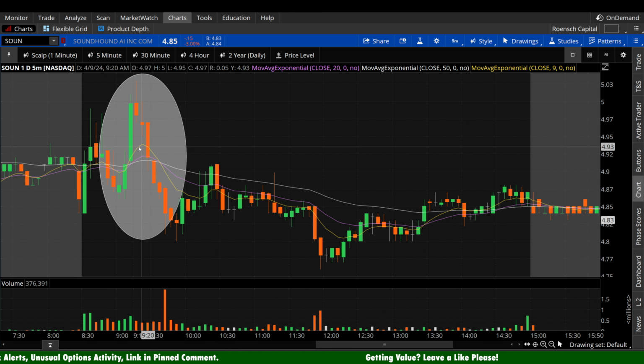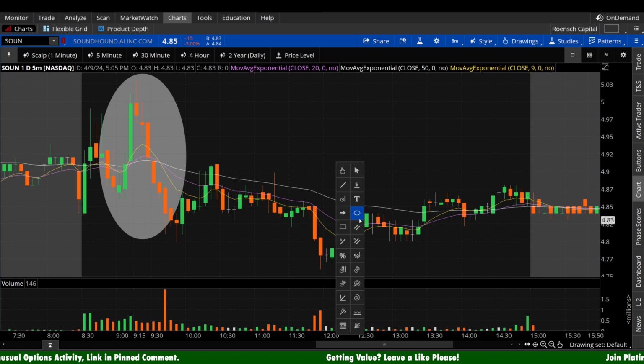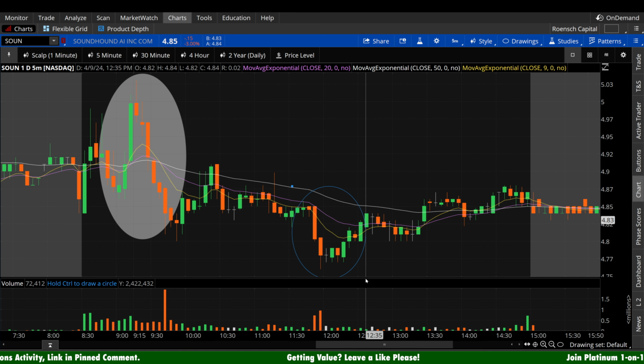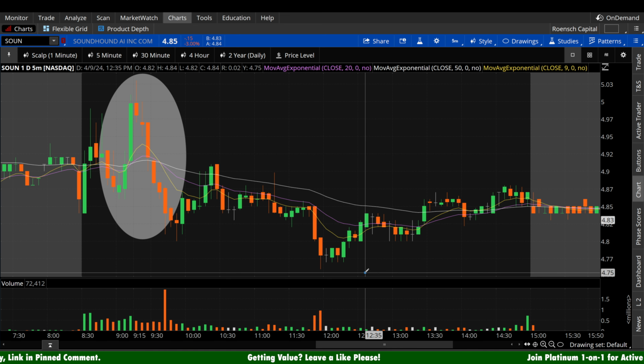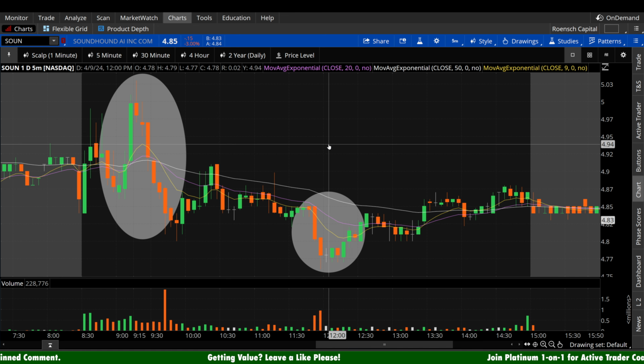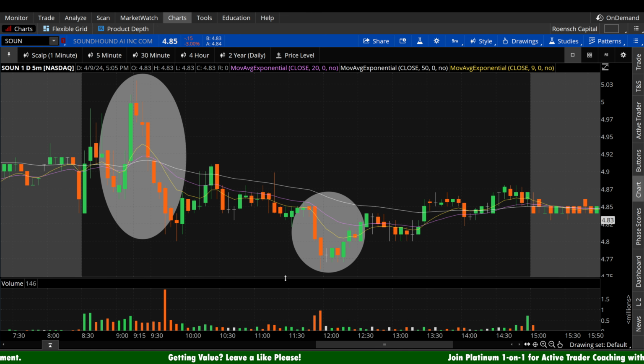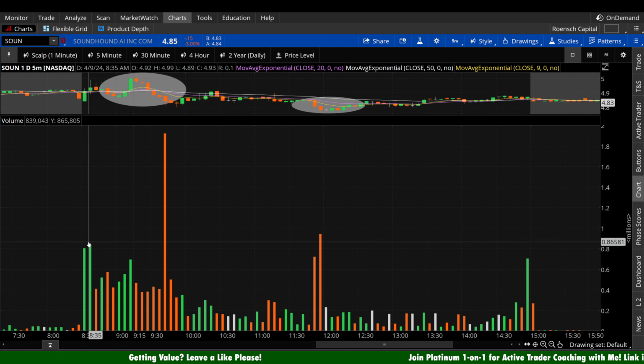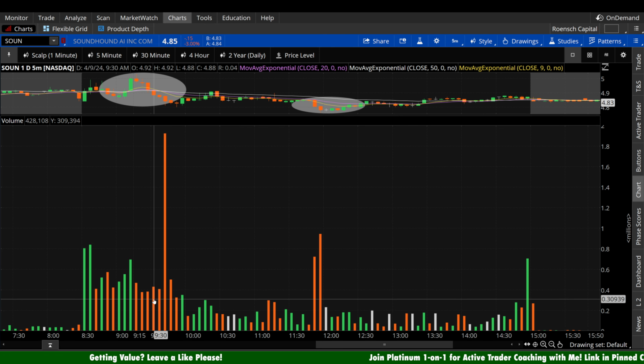So that is the first move there, that pop and drop that we saw. I also want to take a look at this move into the intraday lows. Right there, if we can get that circled. And that's it here today on SoundHound. So let's pull this up. Contextual open, fade. That's very normal.